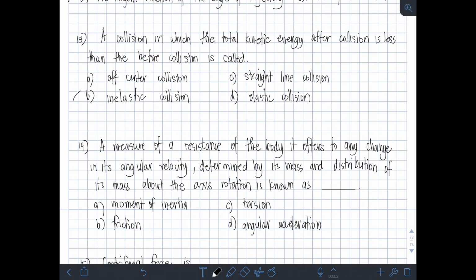14. A measure of a resistance of the body it offers to any change in its angular velocity determined by its mass and distribution of its mass about the axis rotation is known as blank. A. Moment of inertia, B. Friction, C. Torsion, D. Angular acceleration. The correct answer is letter A. Moment of inertia.